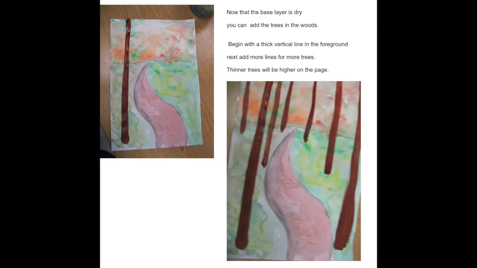Now that the base layer is dry, you can add trees in the woods. Begin with a thick vertical line in the foreground. Next, add more lines for more trees. Thinner trees will be higher on the page to represent farther away.